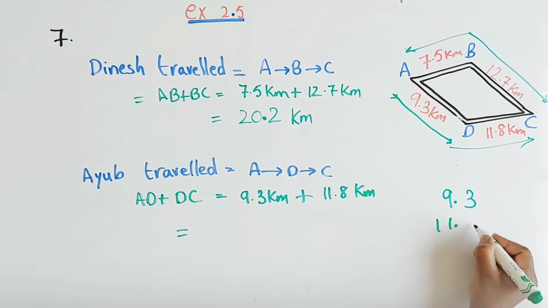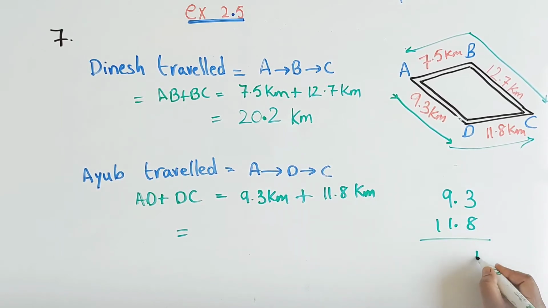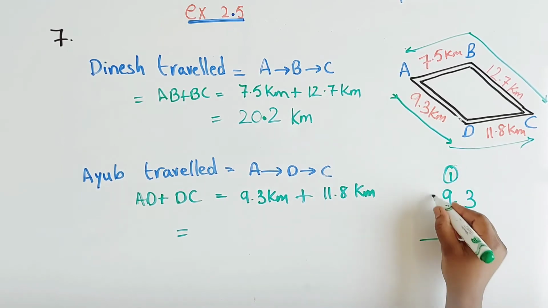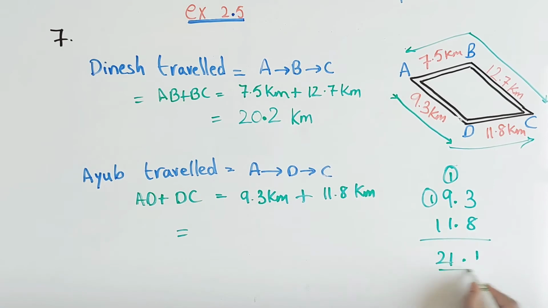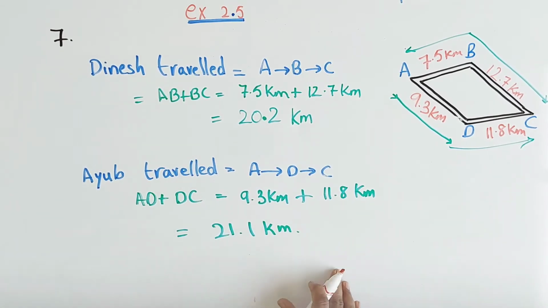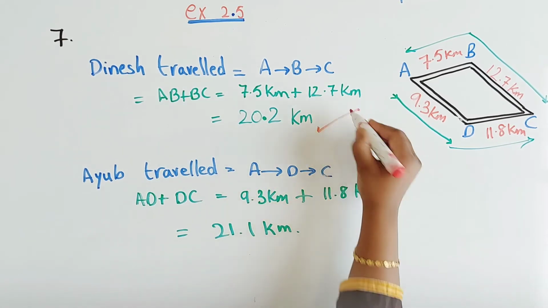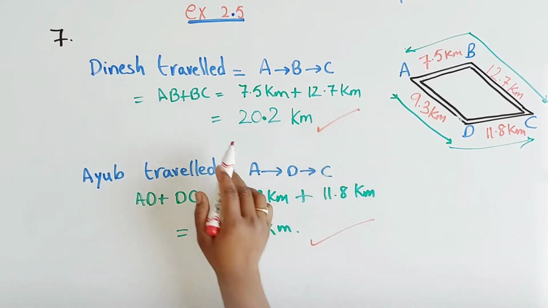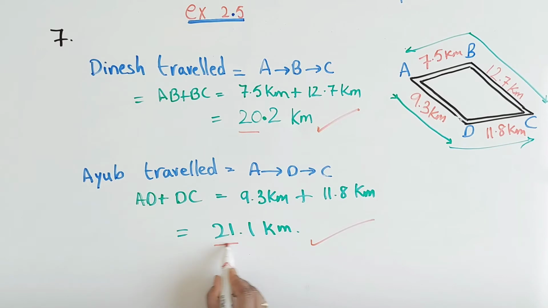Now we have to add 9.3 and 11.8. 8 plus 3 is 11, 1 carried. 1 plus 9 is 10, plus 1, 1 carried and 1. 21.1 kilometers. Now the distance travelled by Ayub is 21.1 kilometers, children. Now we know Dinesh's distance and Ayub's distance. Tell me, who travelled more? Here it is 20.2. Here it is 21.1. Which number is greater? 21, obviously. That means Ayub travelled more distance.